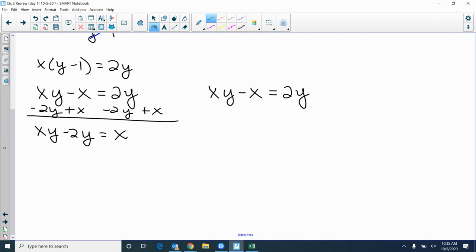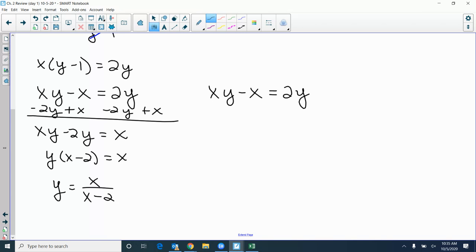Factor out the y, and you get y times x minus 2 equals x. Divide by that, you get y equals x over x minus 2. Okay, good. What's your other option?